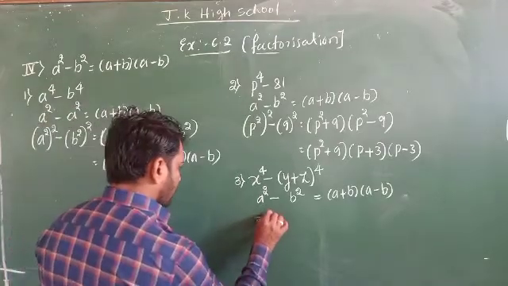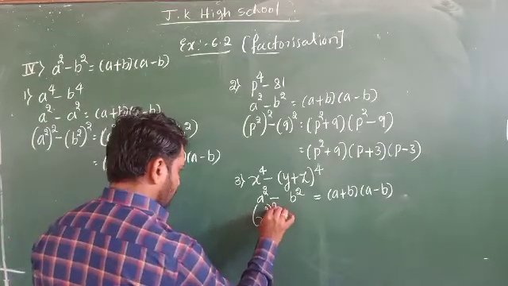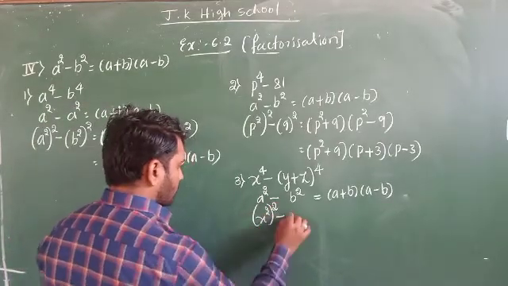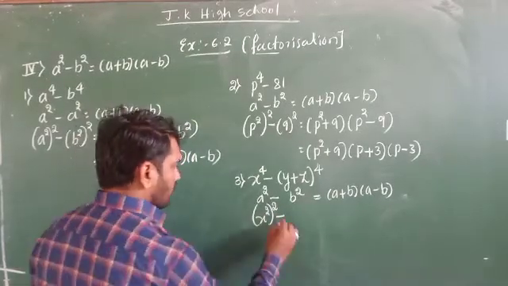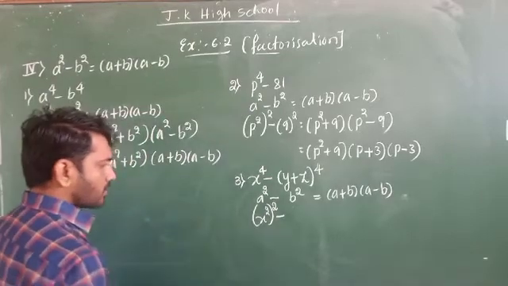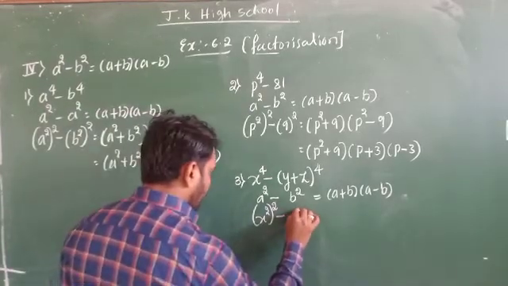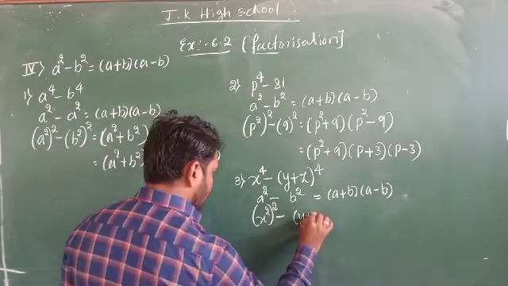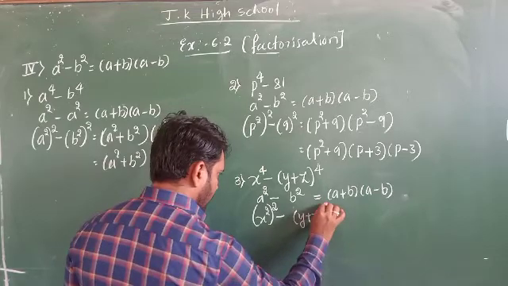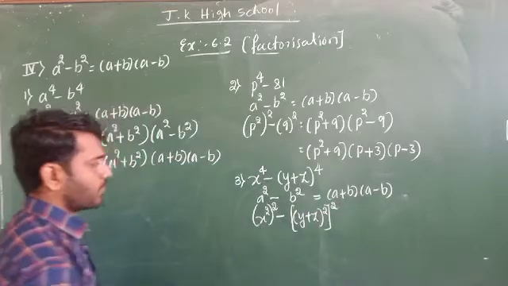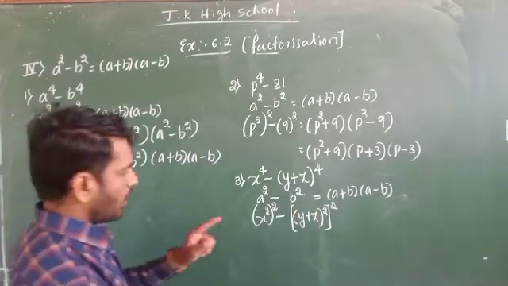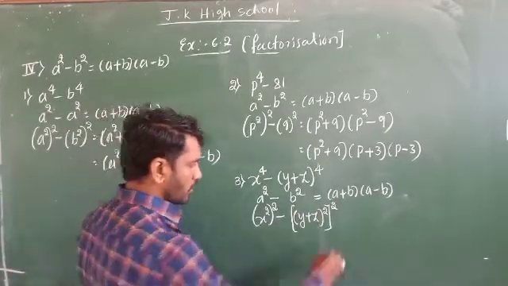How to write it? (x square) the whole square minus the next term. What is that? y plus z is there. How to write it? (y plus z) whole square, again a square bracket square. Because 4 is there, I have taken 2 into 2.